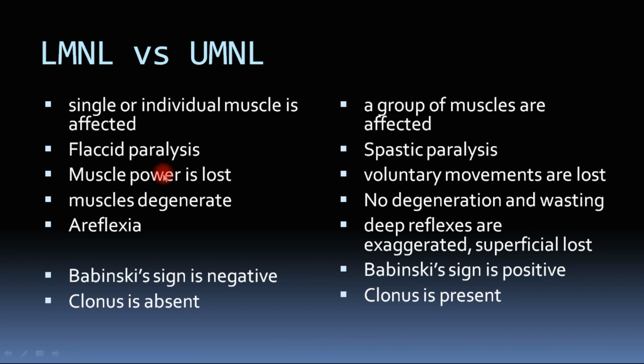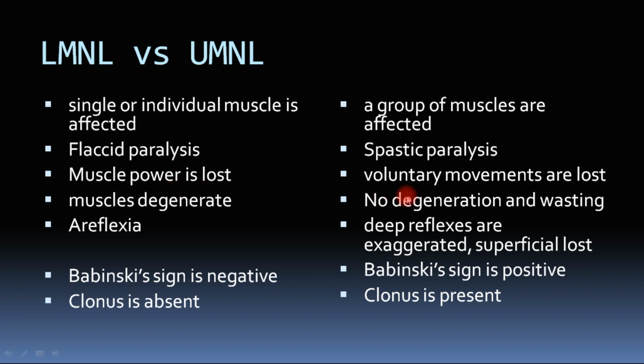Now coming to the power, in case of lower motor neuron lesion, the voluntary control and power is completely lost. And in case of upper motor neuron lesion, the voluntary control is also lost to a certain degree. It can be a complete loss or a partial loss. The complete loss is called paralysis, and the partial loss is called paresis. And because of this complete loss of tone and loss of voluntary control, there will be muscle degeneration. As you have seen in the previous slide, the wasting of the muscle, there will be muscle degeneration, atrophy of the muscle.